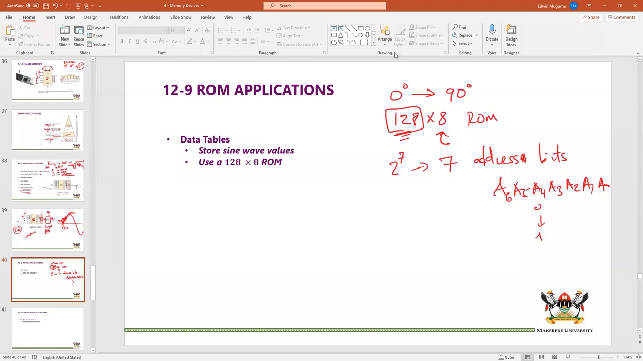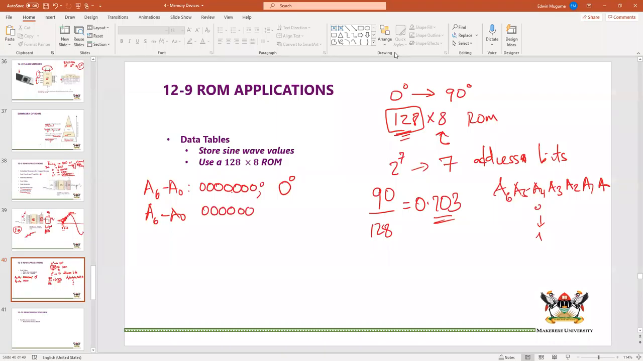Now, it means we have 90 degrees over 128 to find the size, the resolution, or the step size. 90 divided by 128 is 0.703. So that means that when my A6 to A0 is all zero, I'm looking at the sine of 0 degrees, and I can store that sine of zero. If A6 to A0 is 0000001, I'm going to be storing information for 0.703 degrees. If it is 0000010, I will store for 1.406 degrees, and so on.